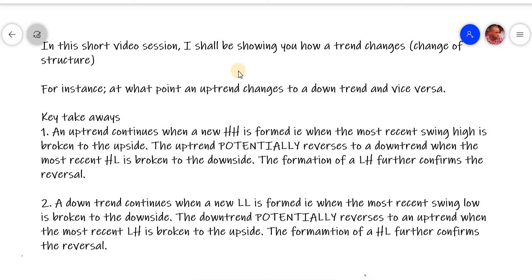A downtrend continues when a new lower low is formed. That is when the most recent swing low is broken to the downside. The downtrend potentially reverses to an uptrend when the most recent lower high is broken to the upside. The formation of a higher low further confirms the reversal.